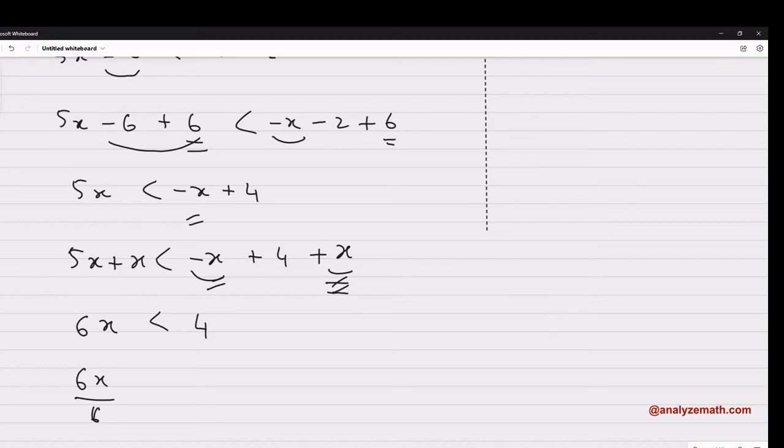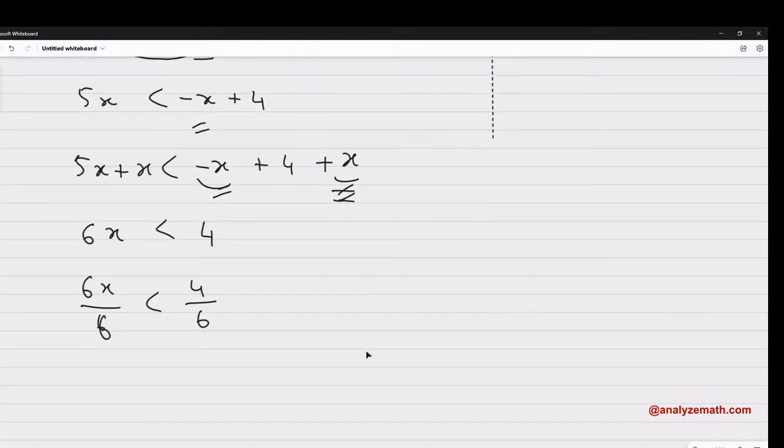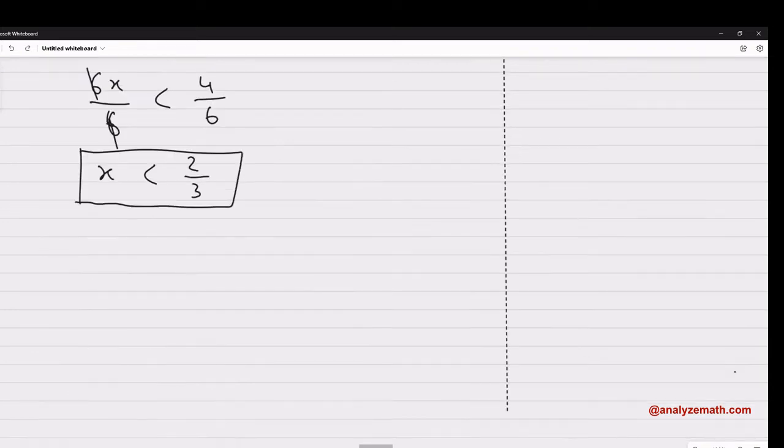6 divided by 6 gives me 1. Of course, when you divide both sides by a positive number, you don't need to change the symbol of inequality. Now 6 by 6 gives me 1, 1x gives me x less than, now 4 over 6 gives me 2 over 3. So this is the solution using the inequality symbol.